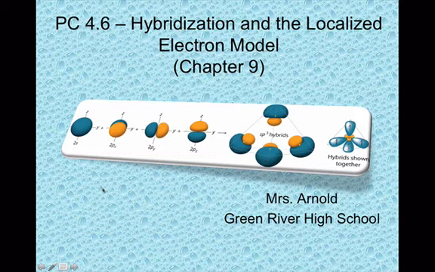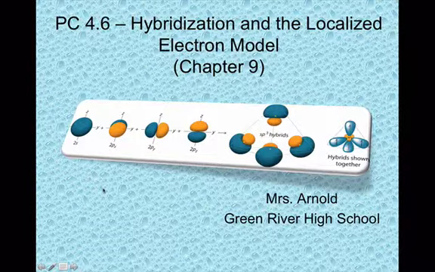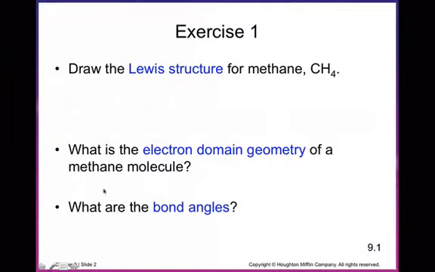This is podcast 4.6 for AP Chemistry, and we're going to talk about hybridization and the localized electron model. So the first exercise we're going to do is a quick review of drawing Lewis structures and shapes and geometries.